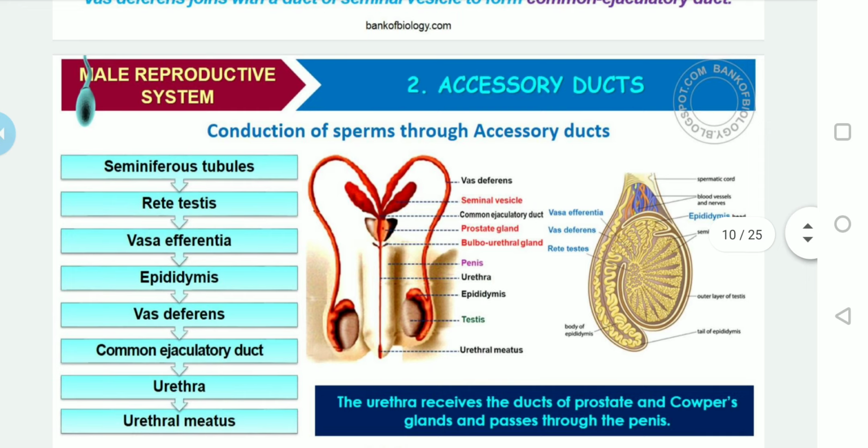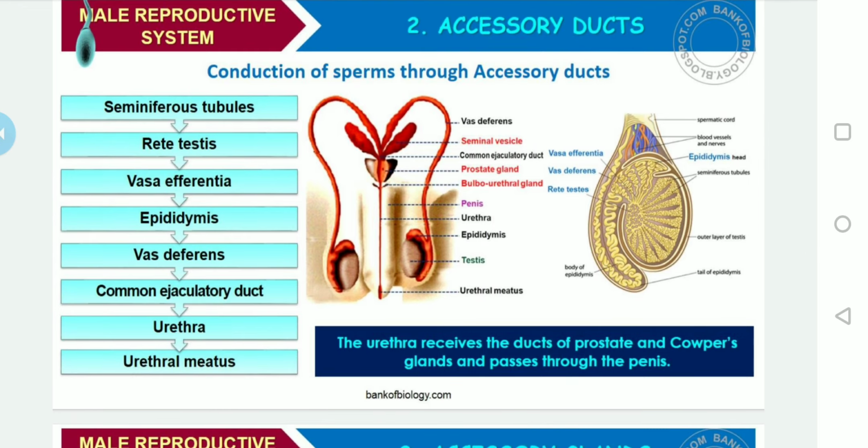As I was telling from the beginning, how does the conduction take place? The conduction of the sperms through the accessory ducts begins from the seminiferous tubules, then leads towards the rete testis, then moves towards the vasa efferentia, then towards the epididymis, then vas deferens, then it enters the common ejaculatory duct, the urethra, and finally leads to the urethral meatus.